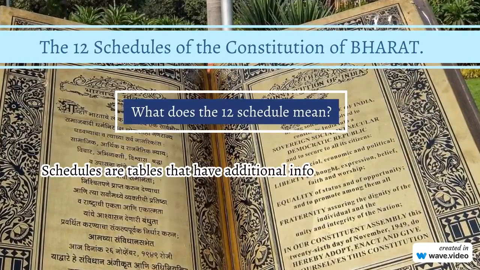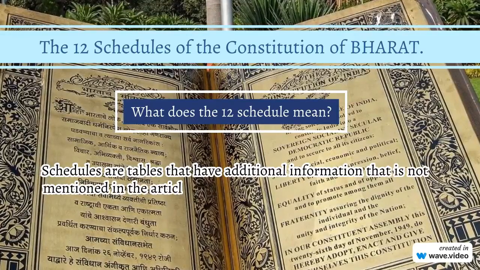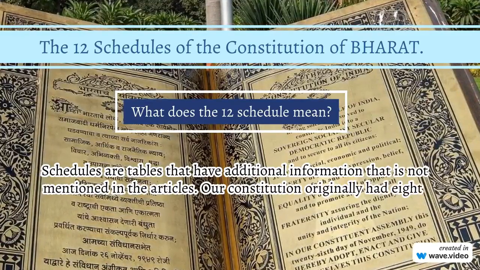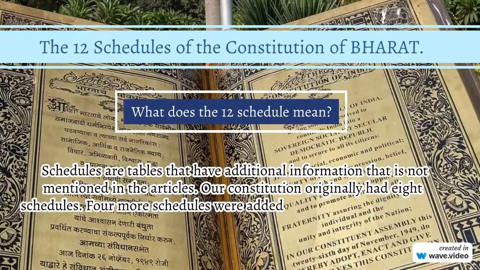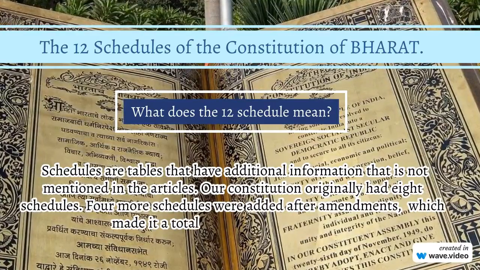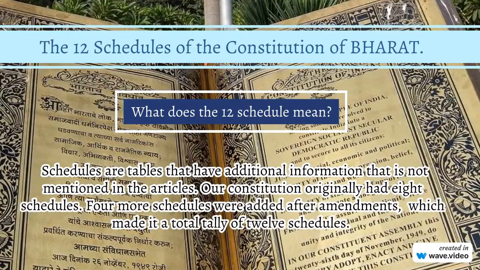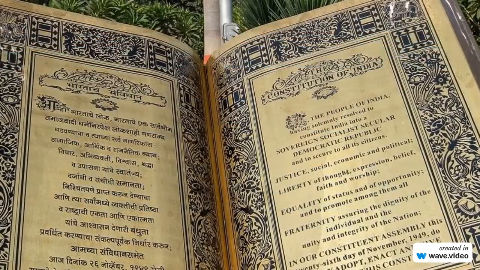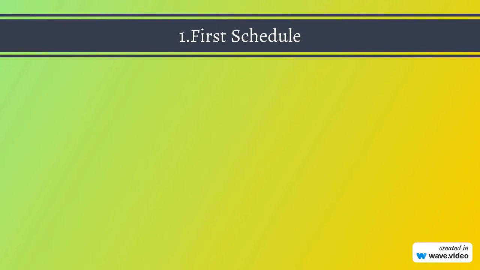Schedules are tables that have additional information that is not mentioned in the articles. Our Constitution originally had 8 schedules. 4 more schedules were added after amendments, which made it a total tally of 12 schedules. Now we will start with the first schedule 1.